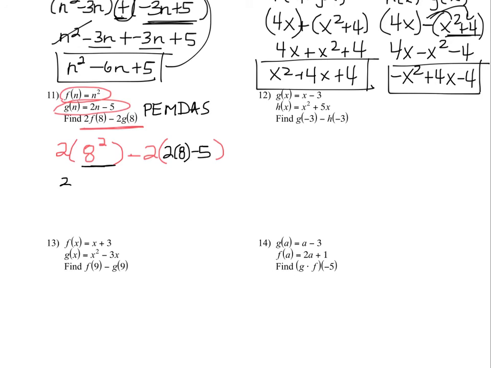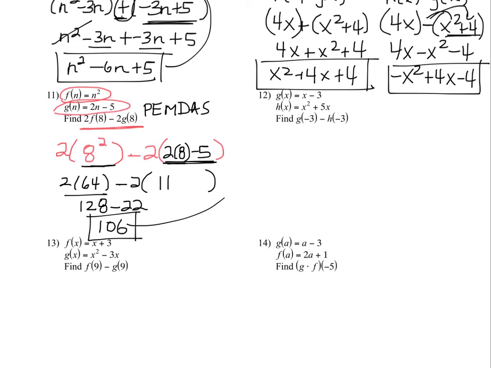So we're going to have 2 times 8 squared, which is 8 times 8, which is 64, minus 2. And then doing the parentheses here, we're going to have 2 times 8, which is 16. 16 minus 5 is 11. Okay? 2 times 64 is 128, minus 22. And then 128 minus 22 would just be 106. So you're actually going to get a numerical answer when you plug these in.